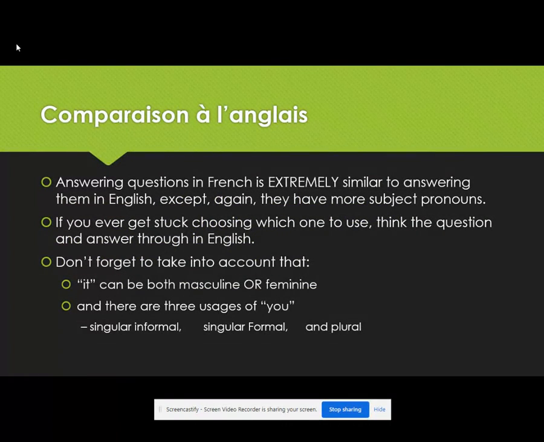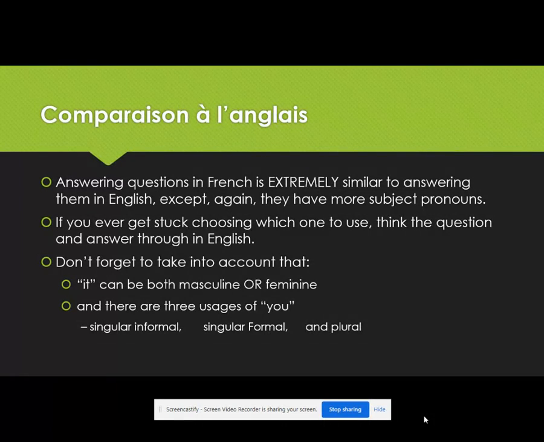So to compare answering questions to the English, it is extremely similar, except once again, they have more subject pronouns than we do, so we will have to make sure that we use the correct one in our answer. We definitely want to use pronouns in our answers because that will keep us from being repetitive. If you ever get stuck when you're trying to decide how to answer and what pronoun to use, just think it through in English, and that should be able to help you.